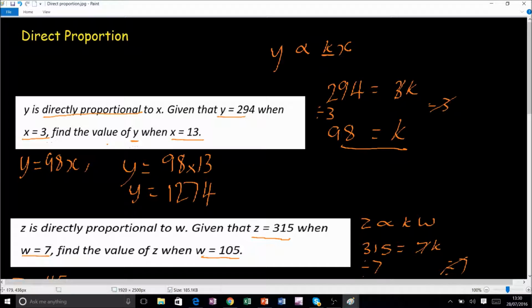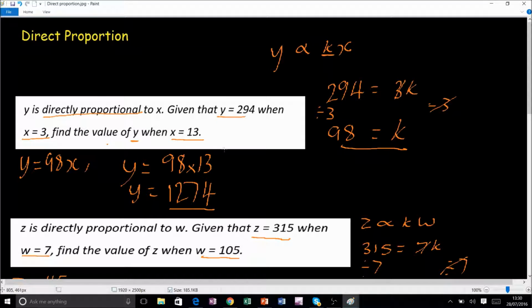And then it gave us information here. Find the value of y when x equals 13. So we did y is equal to 98 times 13. We just substituted in 13 for x. So 98 times 13 gave us 1,274. If you're not too sure about substitution, you can look back at my substitution videos, which should help you understand how to substitute values in.